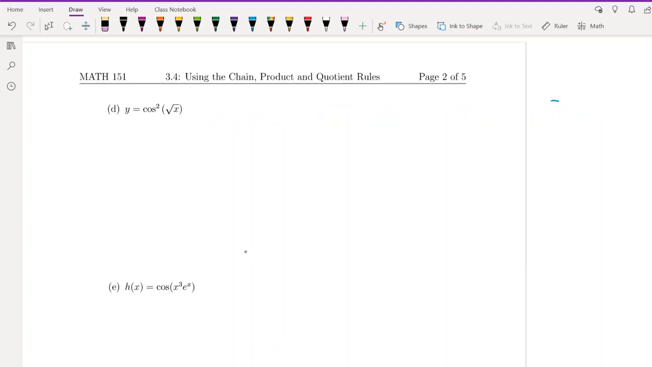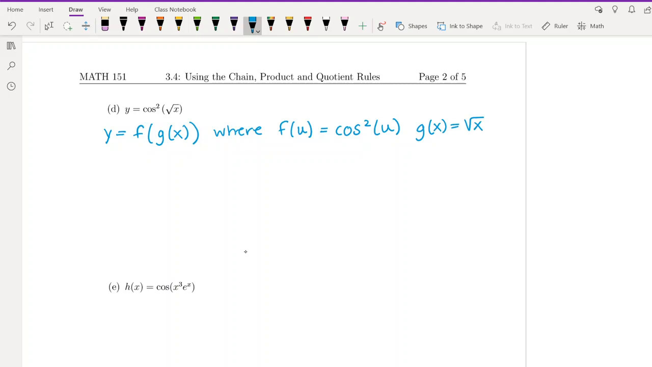So I kind of misspoke when I just said it wasn't a product, but the way I want to look at this is as a composite function. So what would the inner and outer functions be? Well, if we have y is equal to cosine squared of square root of x, we want an inner and an outer function. Literally what's on the outside here is cosine squared, so the outer function is going to be cosine squared of u. And the inner function would be square root of x.